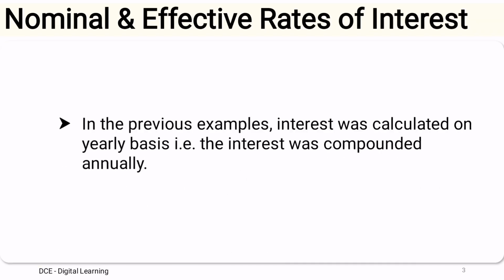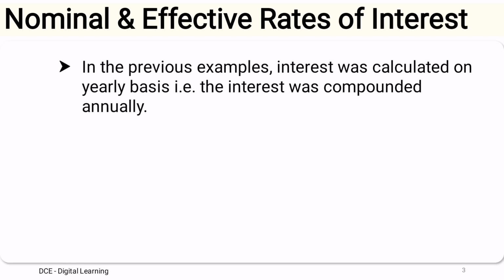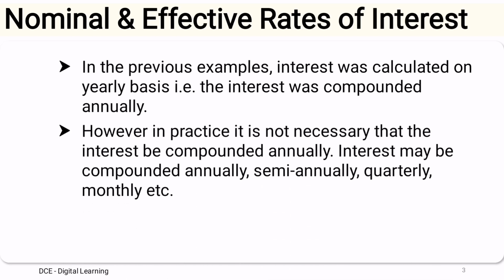So, nominal and effective rates of interest. In the previous examples and in all the problems we discussed in the previous sessions, the interest was calculated on a yearly basis. That is, the interest was compounded annually. However, in practice, it is not necessary that the interest be compounded annually. Interest may be compounded annually, semi-annually, quarterly, monthly, fortnightly, or weekly.